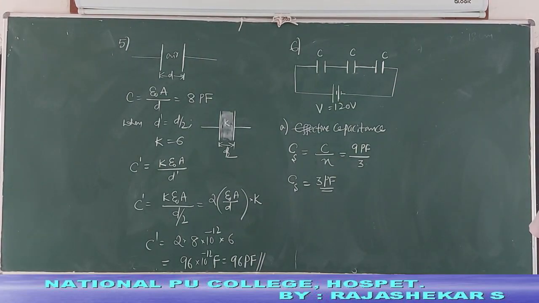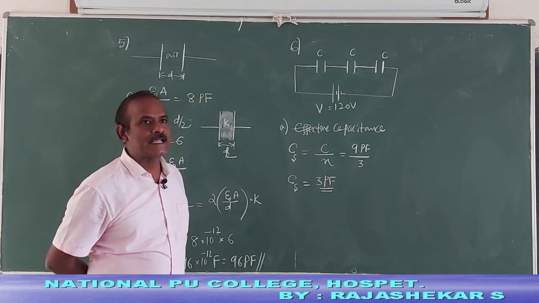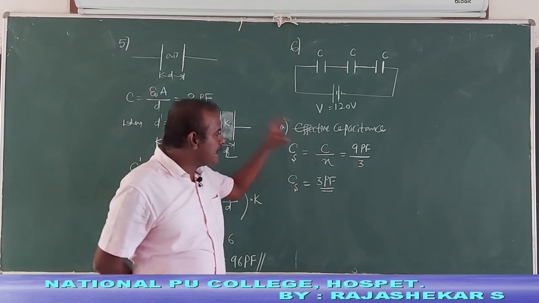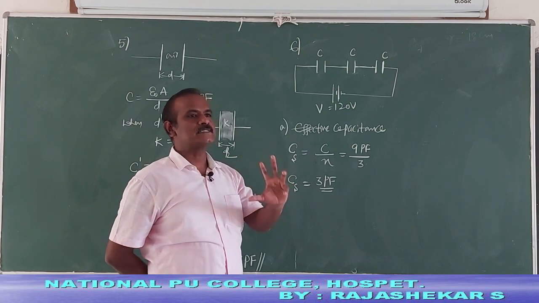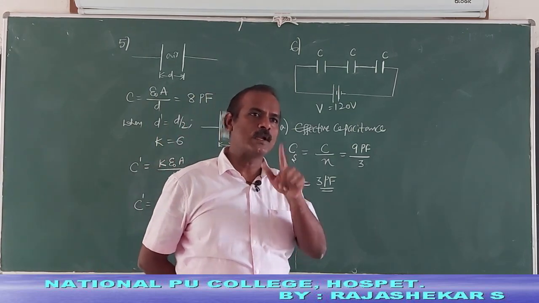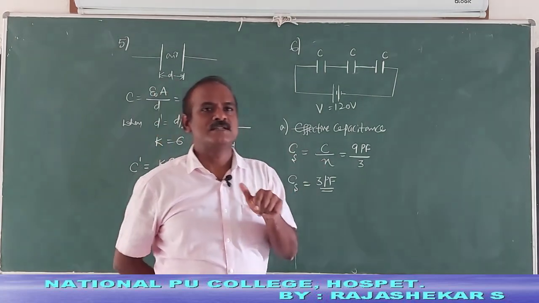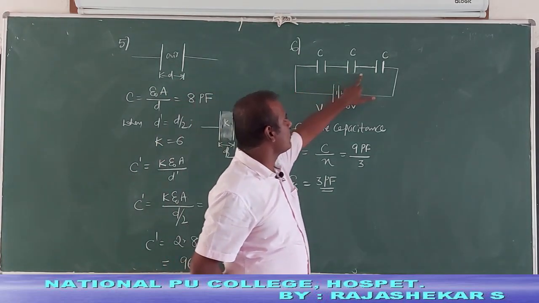Now what is the second part? What is the PD across each capacitance if they are connected to a 120 volt supply? Supply means battery, a source for charging the capacitors. These being identical, we followed this formula. If not identical, we have to follow the formula 1 by C1 plus 1 by C2 plus 1 by C3 is equal to 1 by Cs, or a simplified one like C1 C2 C3 divided by C1 C2 plus C2 C3 plus C3 C1. That formula you can also apply if they are not identical.